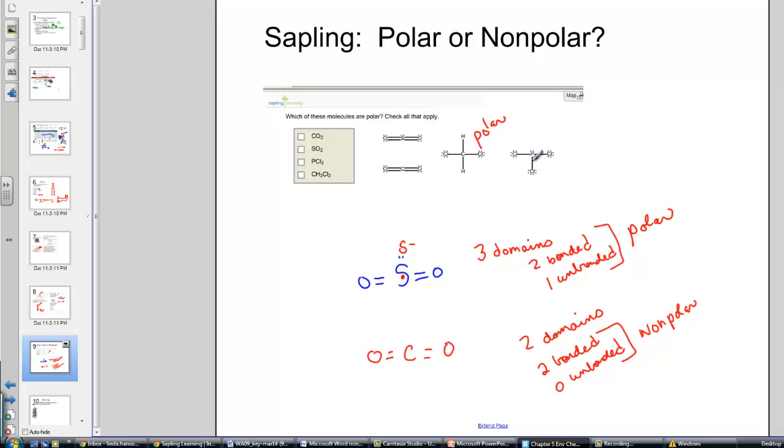And here on this central atom, phosphorus, there are 4 domains. 3 of the 4 domains are attached to chlorine, but there is a lone pair of electrons. Because it has a lone pair of electrons, it is a polar molecule.